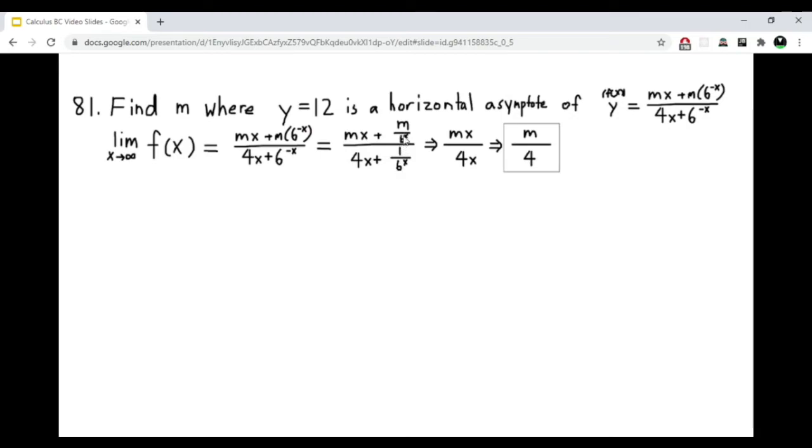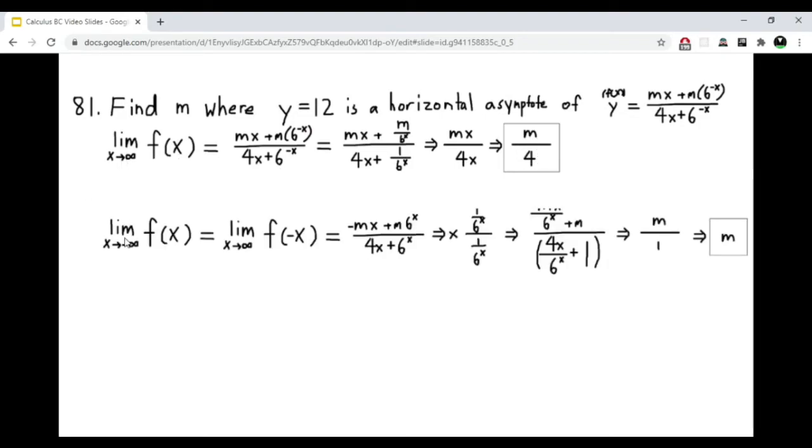And since 6 to the infinity turns this into an insignificant fraction, we can eliminate it and we just get mx divided by 4x, which simplifies to m over 4. We'll use this later on, but for now let's move on to the negative infinity limit. For this, I'm just going to turn it into a limit of infinity and replace x with negative x. This will flip all the signs in here and turn this to 6 to the power of x.